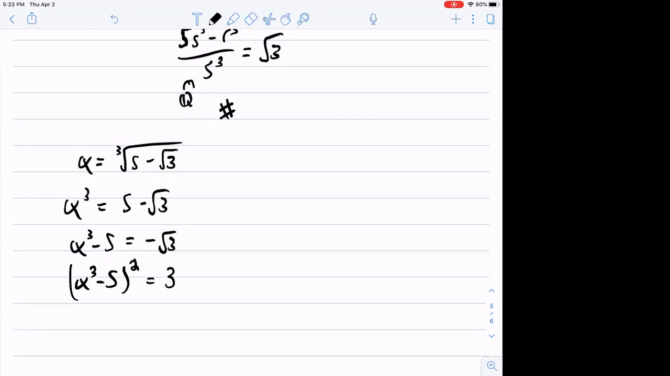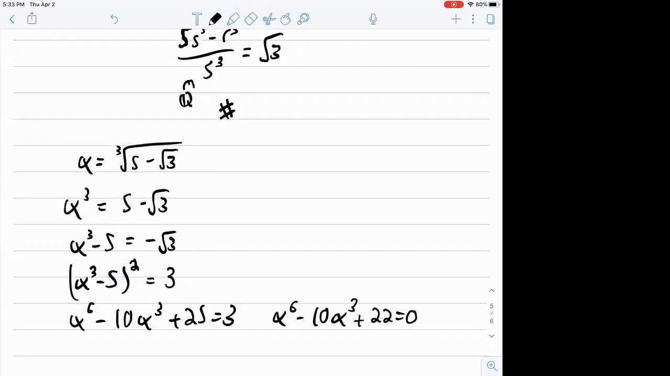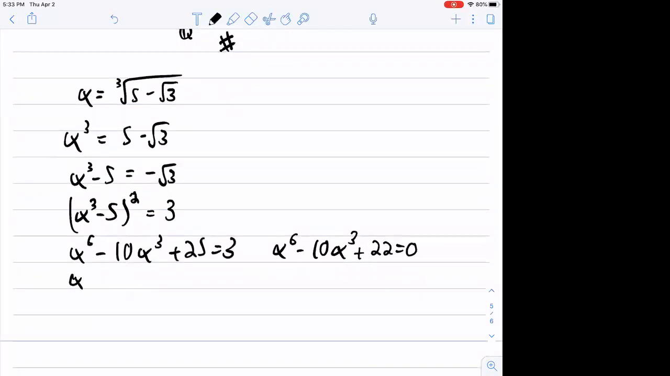So alpha to the 6 minus 10 alpha cubed plus 25 is 3, right? So you see, you get this, minus, plus 22 is 0. So alpha is a root of this. So alpha is a root of x to the 6 minus 10x cubed plus 22 equals 0.